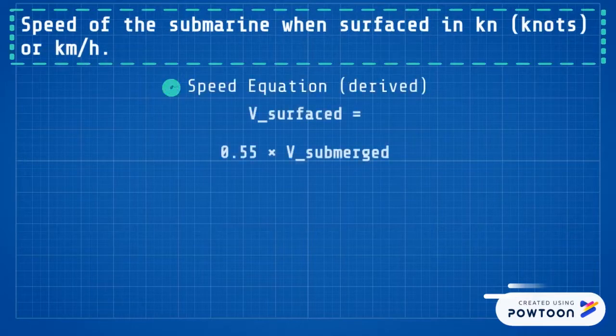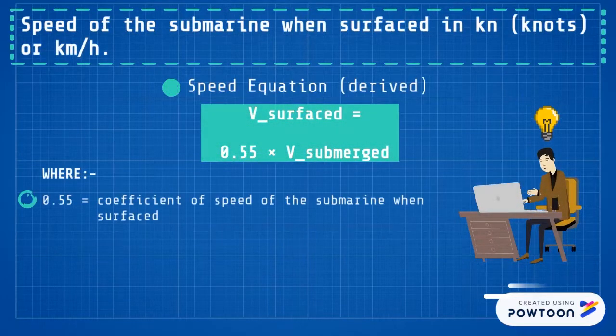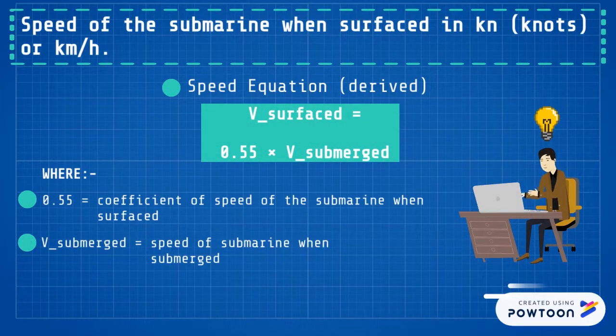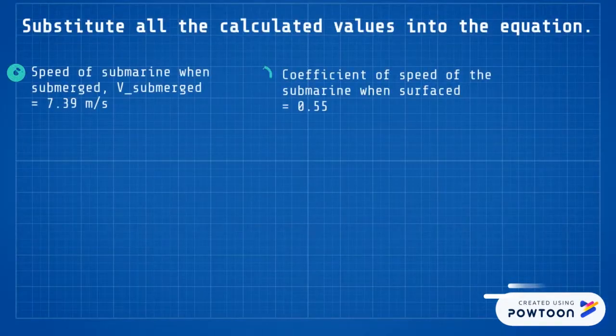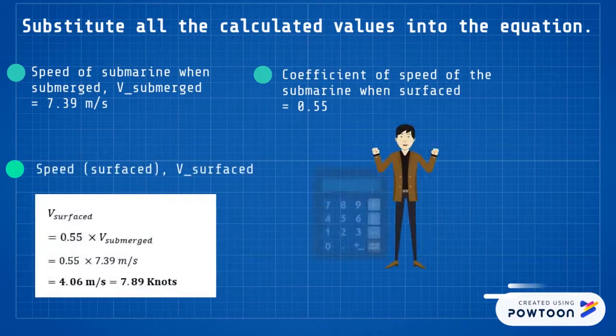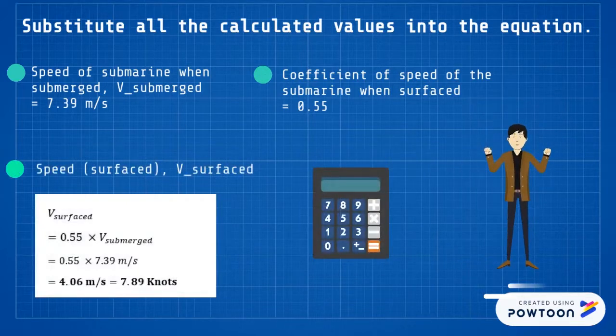To calculate the speed of the submarine when surfaced, we will be using the derived speed equation, which is V surface is equal to coefficient of speed of the submarine when surfaced times the speed of the submarine when submerged. By substituting both of the variables, V surface is equal to 7.89 knots.